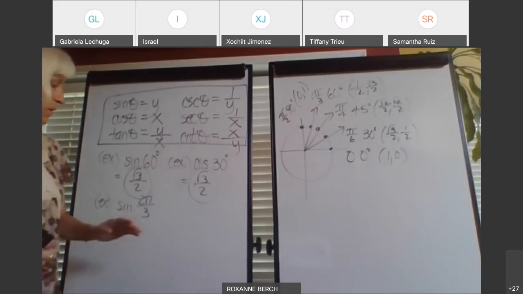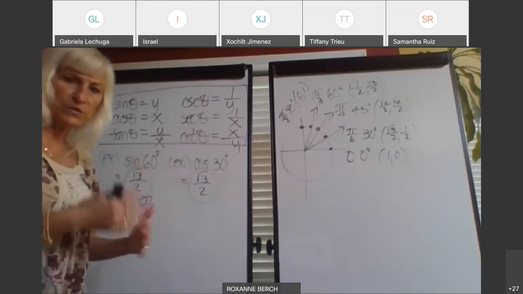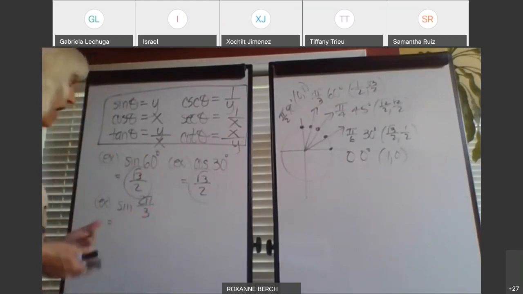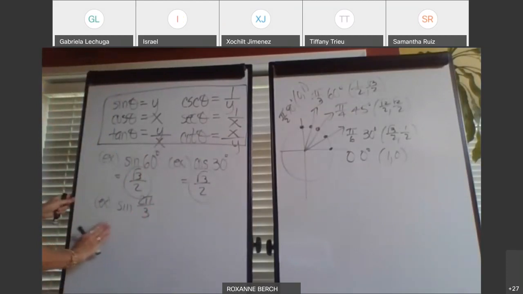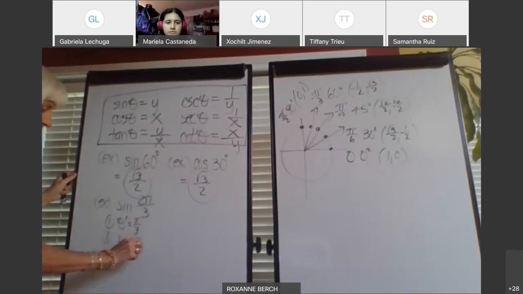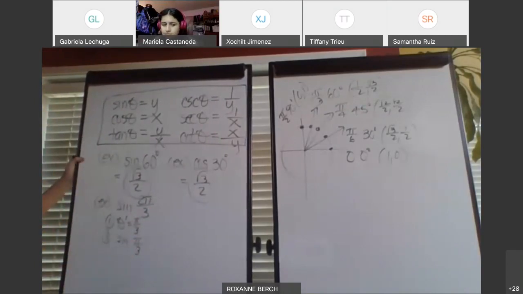Now, remember what I had you do with the reference angles? I had you find the reference angle, which is pi over 3, right? And then I had you evaluate the reference angle, pi over 3, and then I had you put yourself in the correct quadrant. So the sine of pi over 3 is what? Radical 3 over 2?